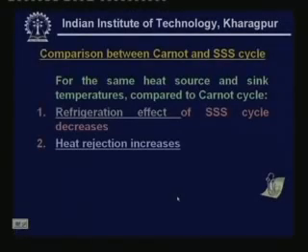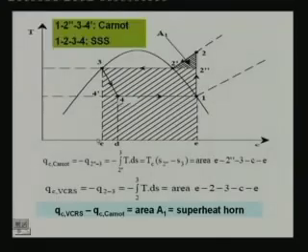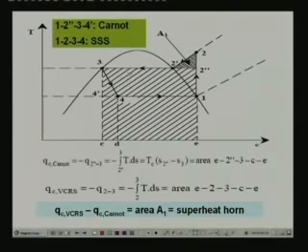Now let us look at the heat rejection. You find that for the same heat source and sink temperatures compared to Carnot cycle, the heat rejection increases in a standard vapor compression refrigeration cycle. Again, with the help of the TS diagram, this can be shown very easily. For example, if you look at the TS diagram, again 1 2 dash 3 4 dash is your Carnot cycle, and 1 2 3 4 is your standard vapor compression refrigeration cycle.